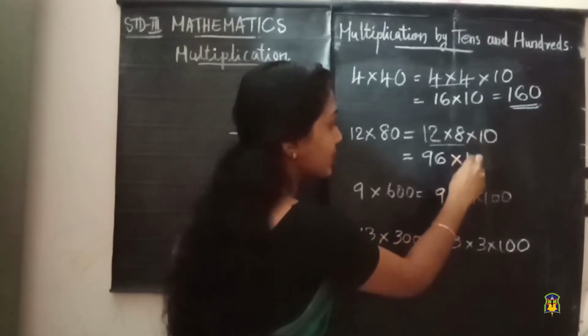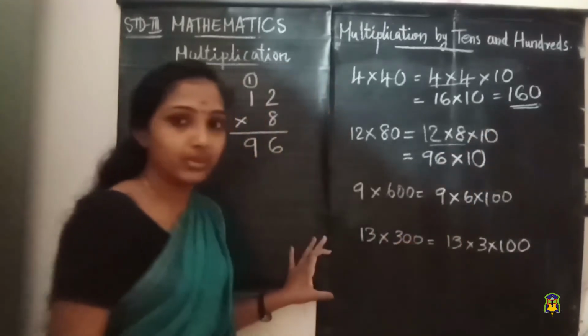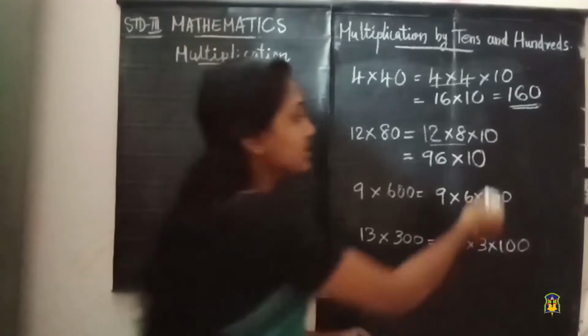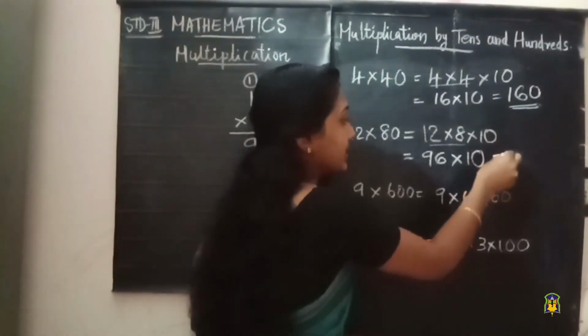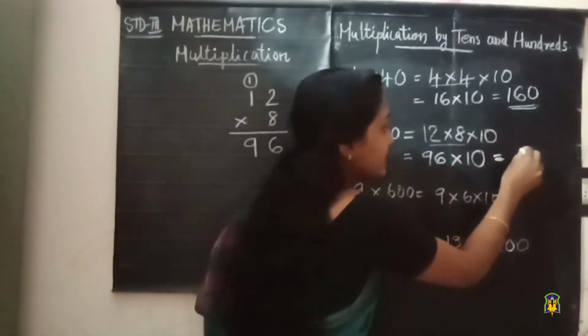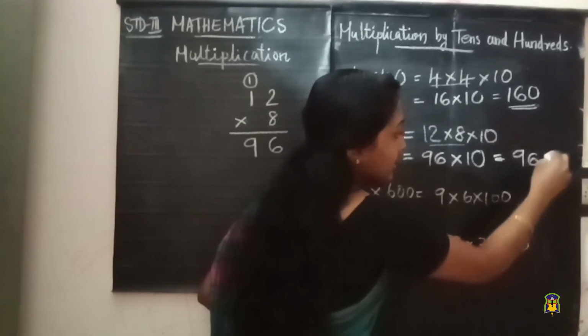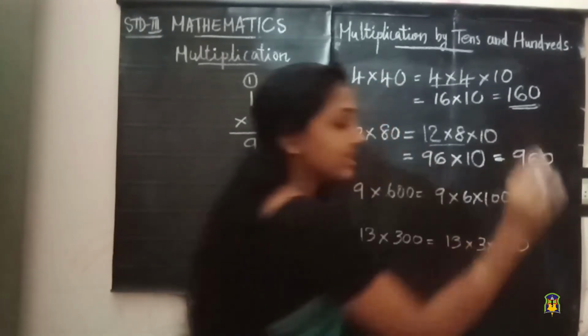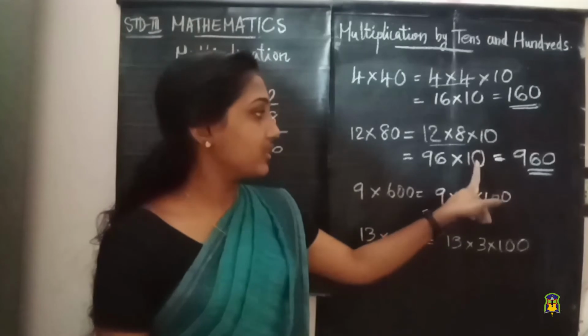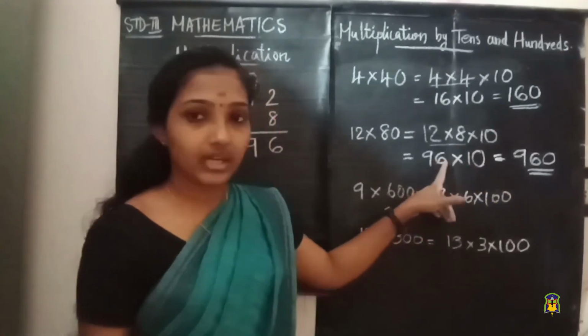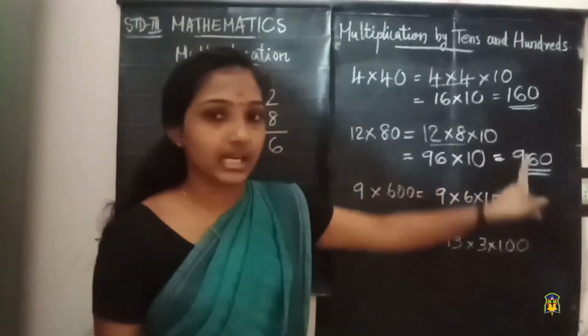Then we also have to multiply it with 10. On multiplying it with 10, what will we get? 96 into 10 gives 960. We have to just put a 0 to the right of this number and it makes 960.